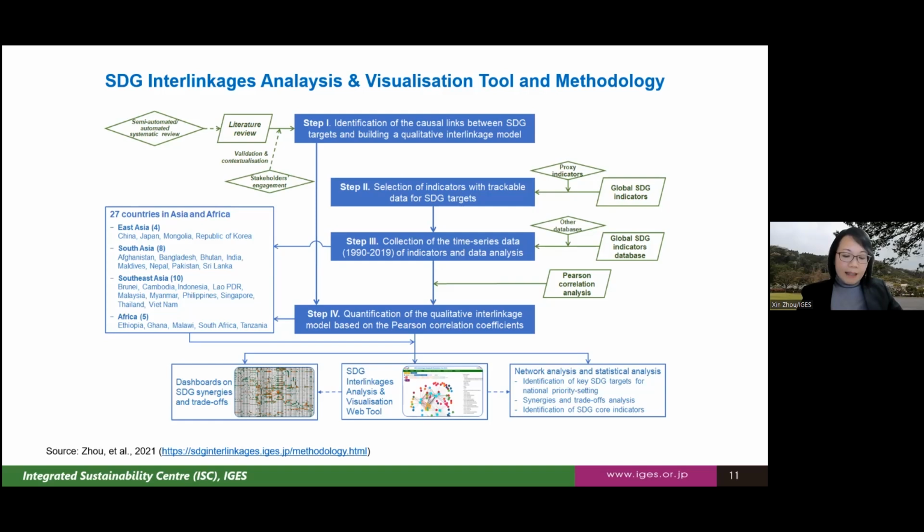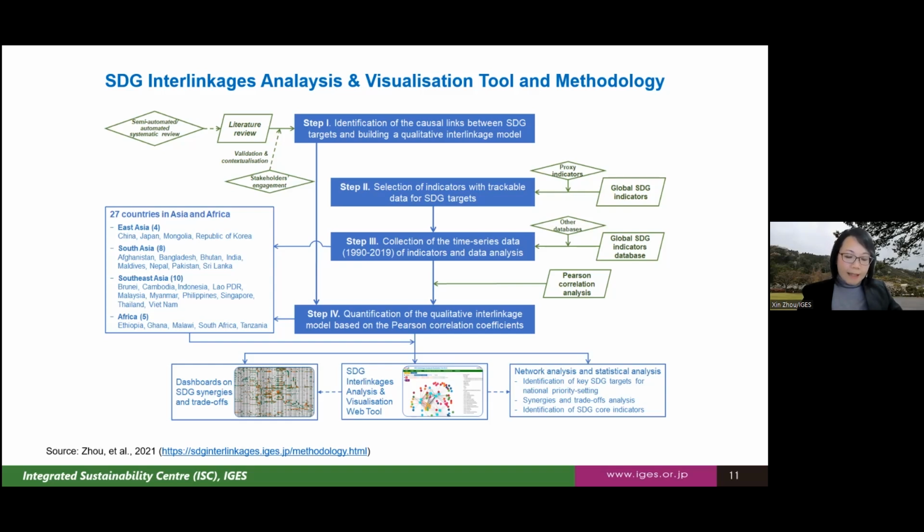Step 3 is collecting the time series data from 1990 to 2019 for the indicators in 27 selected countries. These 27 countries include 22 from Asia and 5 from Africa. And also, we conduct a statistical analysis, the Pearson correlation analysis, to quantify the qualitative interlinkage.